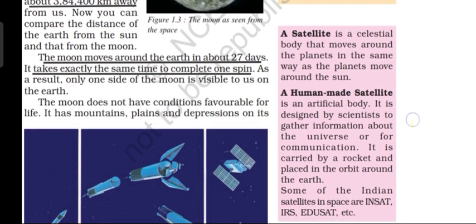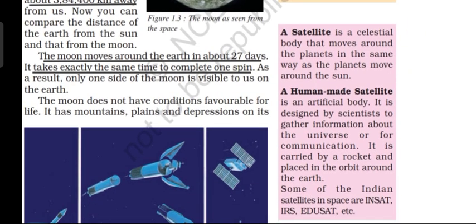Next, satellite. So, this is the definition of a satellite. A satellite is a celestial body that moves around the planets in the same way as the planets move around the sun. An example of a satellite is the moon.